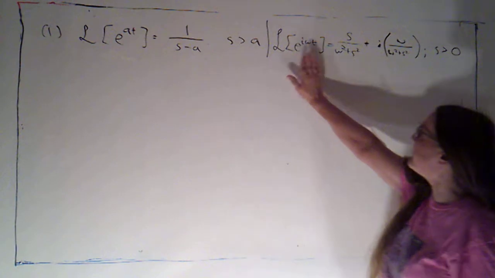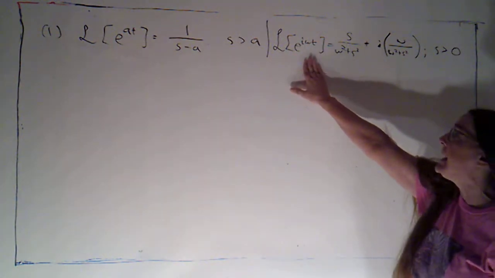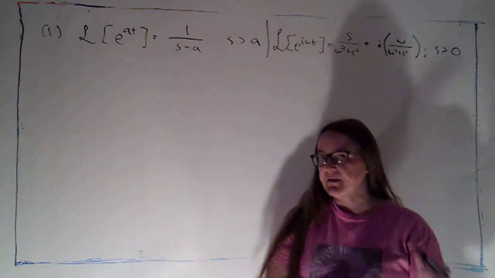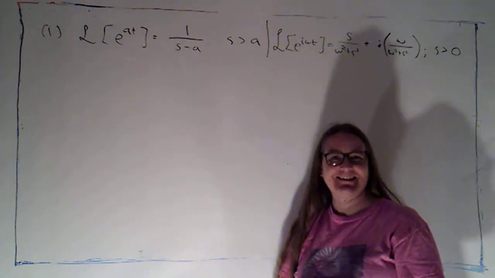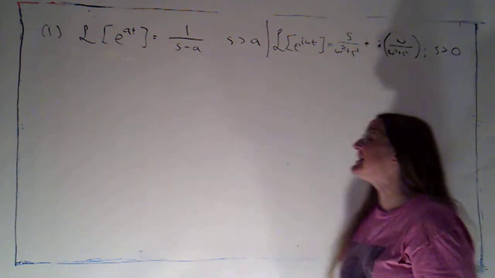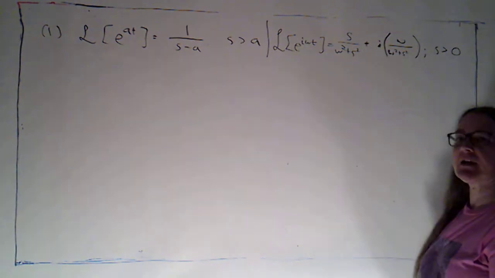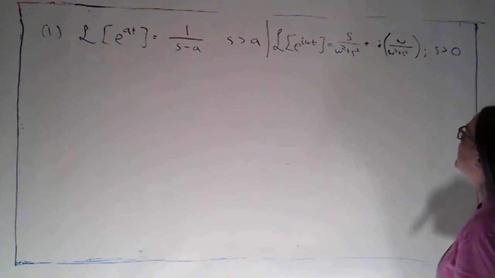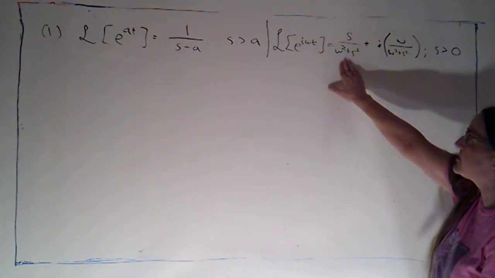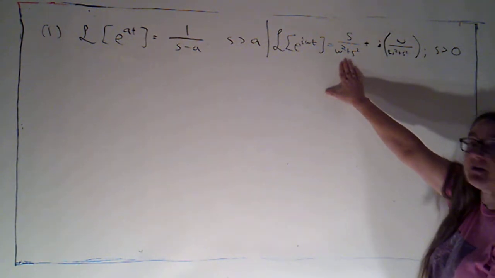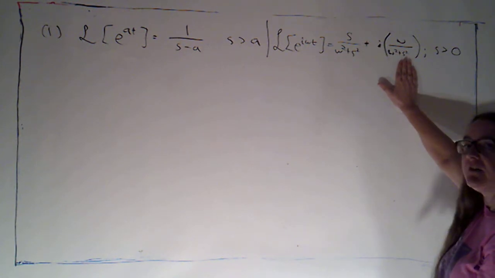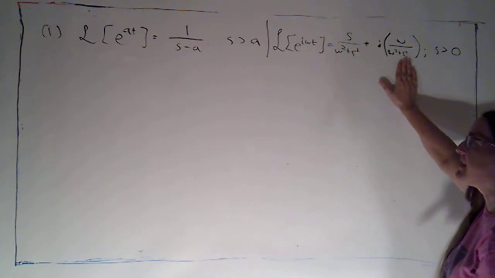Hey, in the last video we took a look at the Laplace transform of e to the i omega t. That was really nice because I know that that was just cosine omega t plus i times sine omega t. And we proved that Laplace transforms will preserve the real and the imaginary parts. So the real part here is just the Laplace transform of cosine omega t, and the imaginary part here is just the Laplace transform of sine omega t. That was very, very nice.